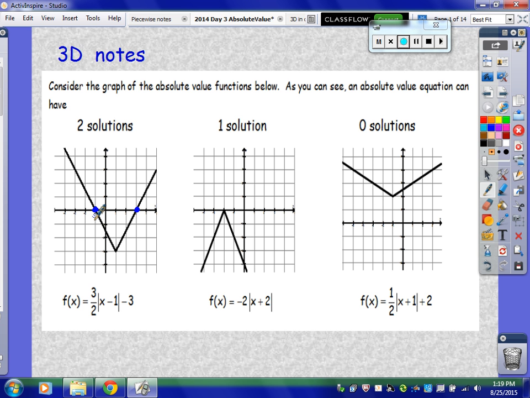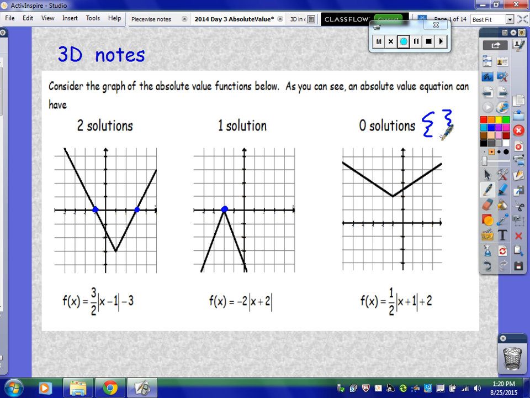In our second example, our graph only touches once. So this would be an example of one solution. And then our final graph doesn't touch our x-axis at all. So that would be an example of no solutions, or the empty set. And the SOL uses this notation to represent an empty set.